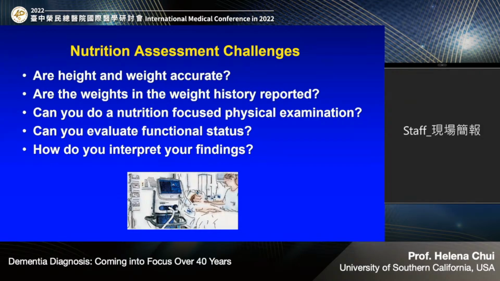Can you do a nutrition-focused physical examination? Most times you can, but there are some clinical scenarios where you just cannot examine the patient. So for example, a burn patient with multiple dressings on their wounds, you may not be able to assess all those muscle groups. So that can pose a really big challenge. Can you evaluate functional status? That is a part of that nutrition assessment. You may or may not be able to do, say, a hand grip strength. And then finally, how do you interpret your findings, and are there any confounders that you need to consider?